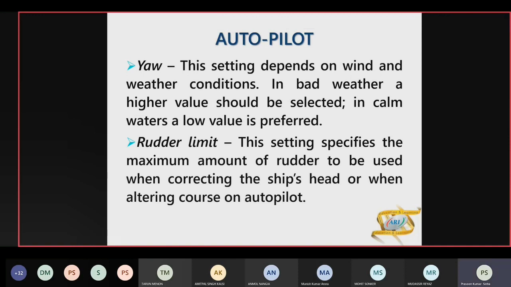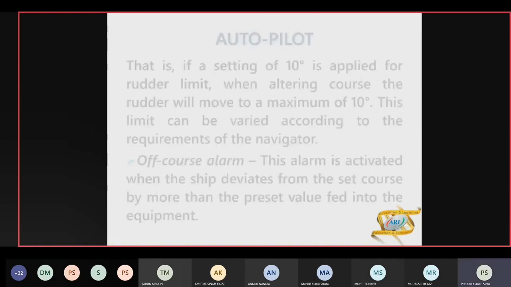Then there is the rudder limit. This was the command of the master, which I said: never go beyond 35. You can also tell the autopilot never to go beyond 20. That's the maximum, hard port, hard starboard for the autopilot. Since you have set the limit to 20 degrees, the autopilot can never go beyond 20 degrees. So this is the limit.